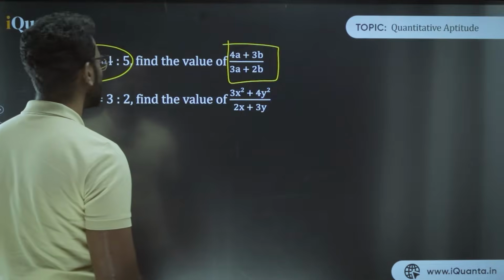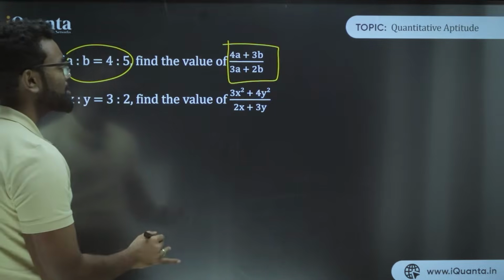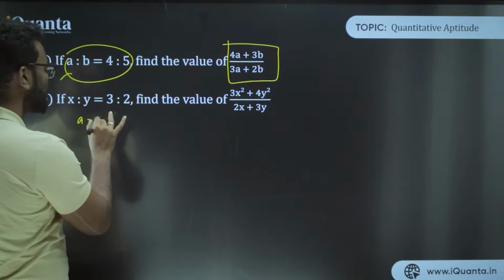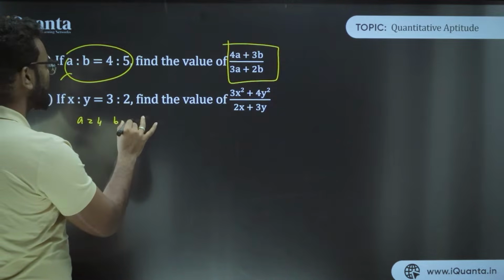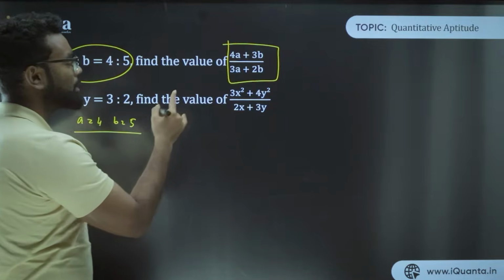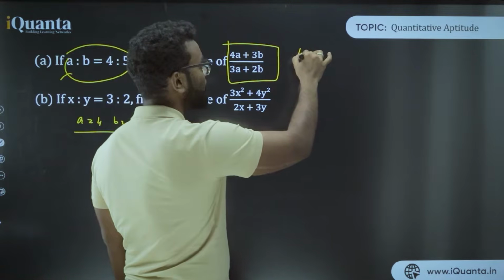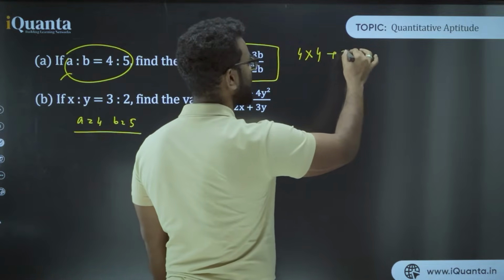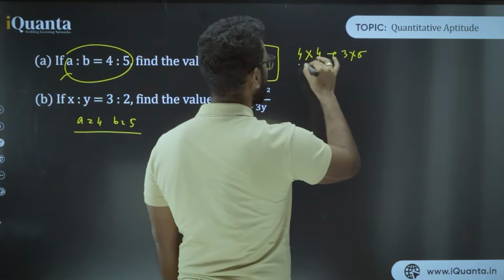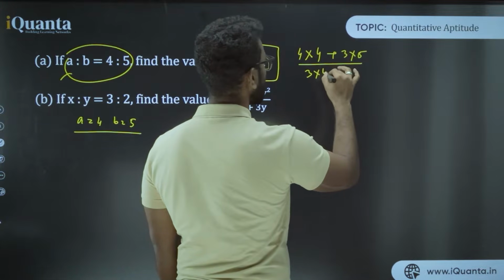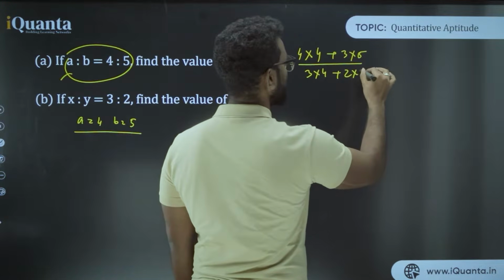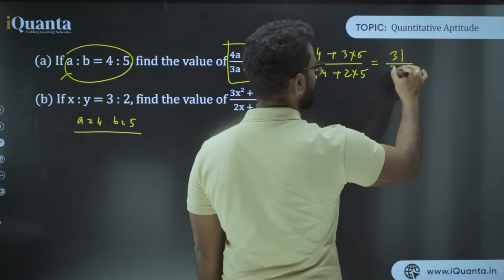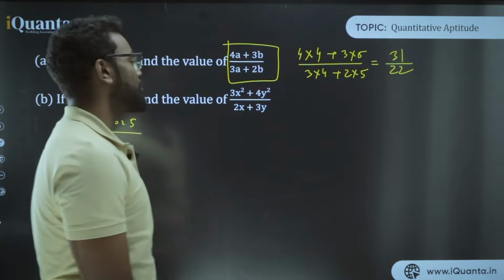In case of A is to B being 4 is to 5, the first thing you need to understand is that we can take the value of A as 4 and B as 5. Now we can put the values there. So the answer is 4 into 4, that is A's value is 4, plus 3 into 5, upon 3 into 4 plus 2 into 5. What is 16 plus 15? That is 31. What is 12 plus 10? That is 22. So your answer is 31 upon 22.